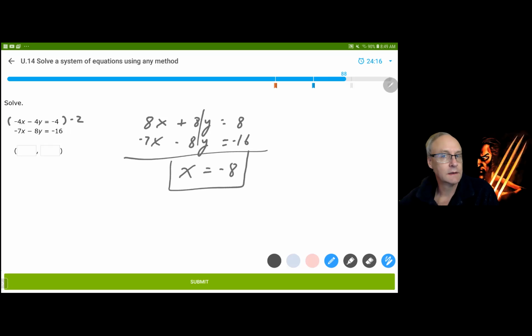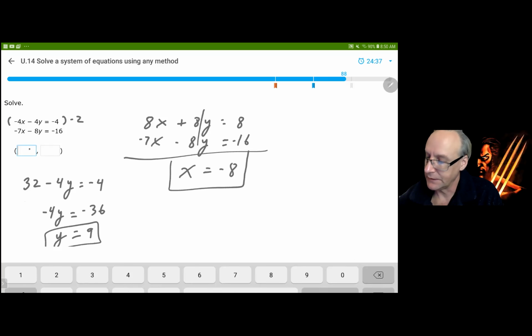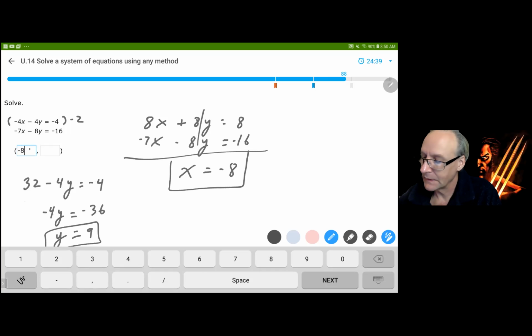Pretty easy. Now I need to substitute my -8 in. I'm going to put it in that top equation before I multiplied it. And I get positive 32 minus 4y equals -4. I add the -32 to both sides, and I get y equals 9. So let's put it in. -8 and positive 9.